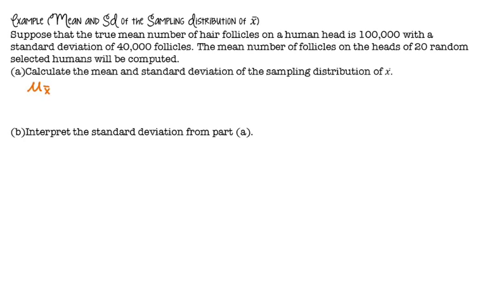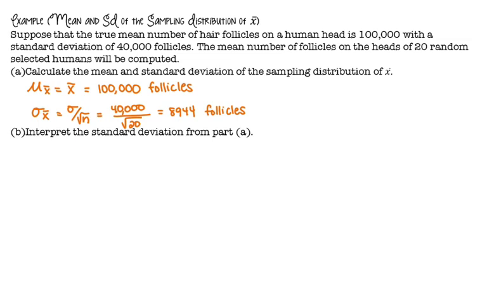So the mean is going to be equal to 100,000, the population mean that they told us. And the standard deviation is going to be the population standard deviation divided by the square root of n. So 40,000 divided by the square root of 20, which gives us 8,944 follicles. Interpret the standard deviation.